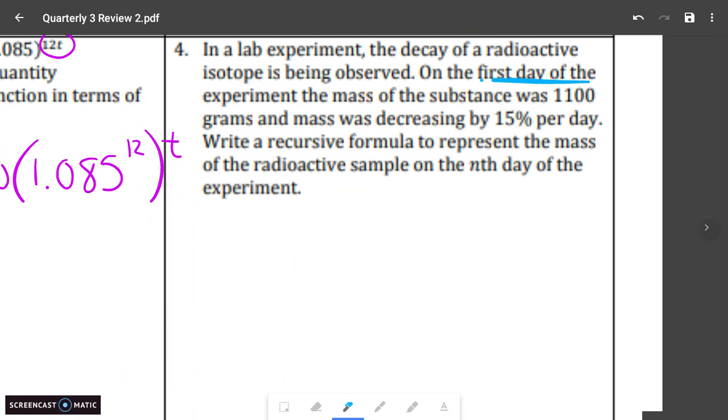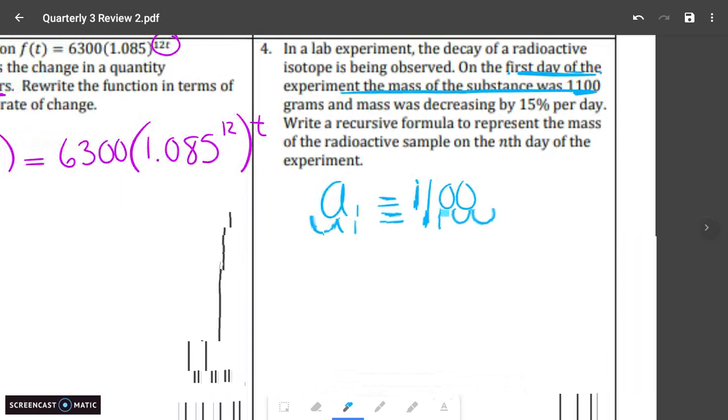So on the first day, 1,100. So automatically, because remember, you'd always need something to plug in. So I already have that. At least there's my partial credit here.